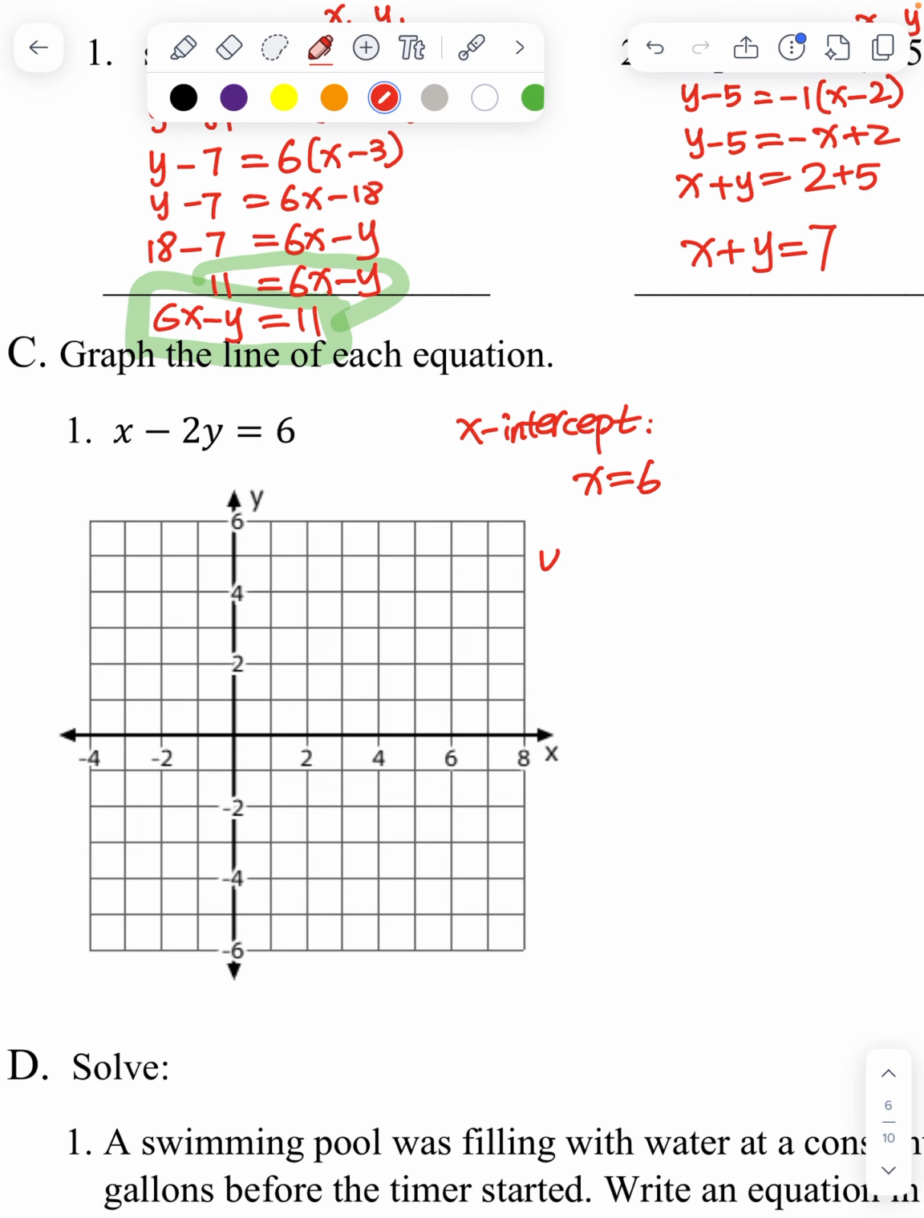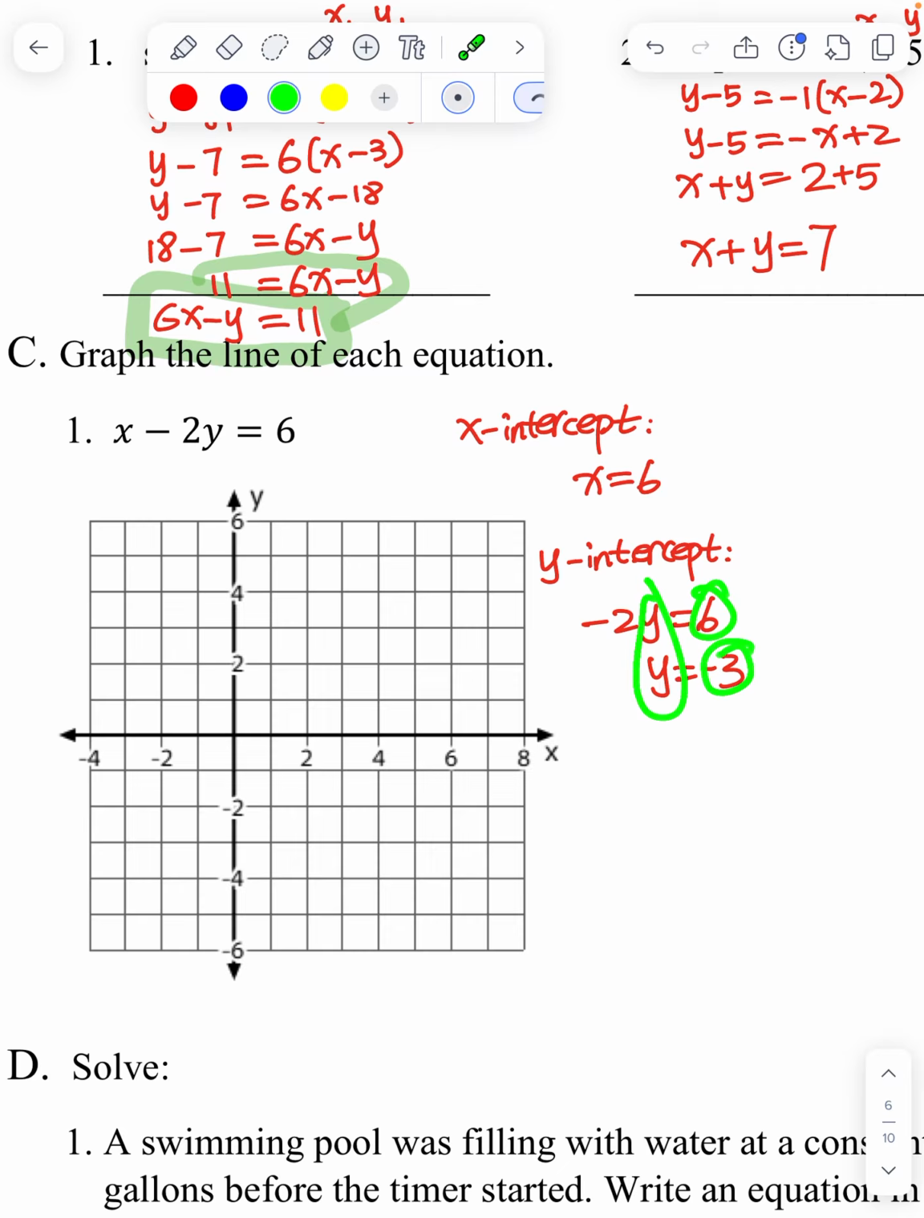Okay, let's do the y-intercept. For the y-intercept, we get rid of the x term. So negative 2y equal to 6. So y equal to negative 3. So negative 2 multiplied by negative 3 equal to 6. So y equal to negative 3.